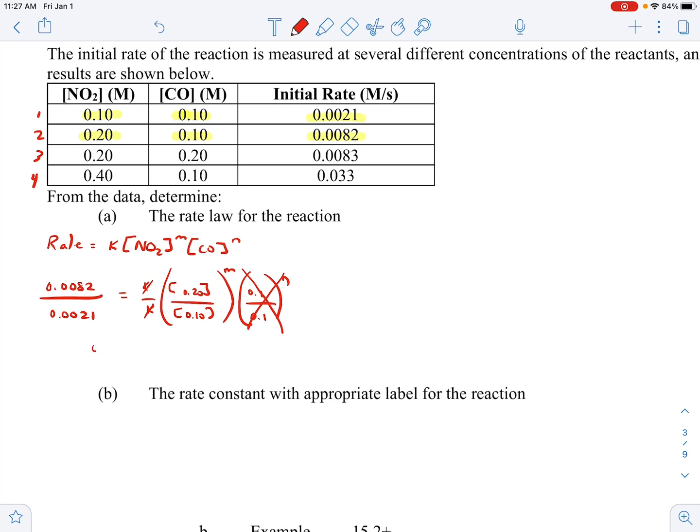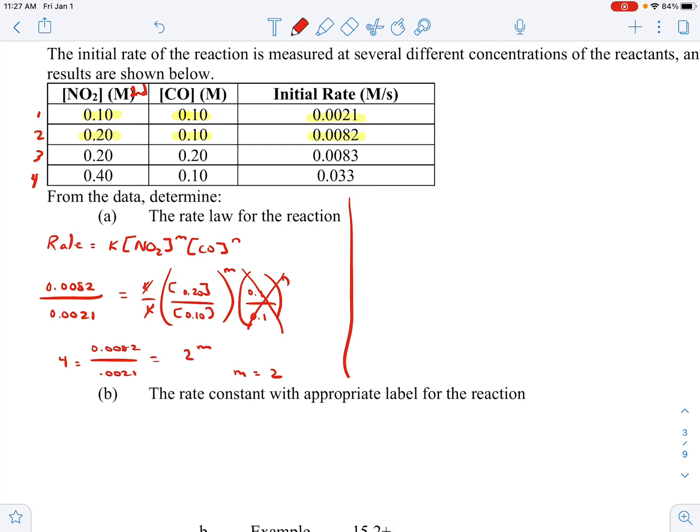So basically we're left with 0.0082 over 0.0021 is equal to 2 to the M. So this is 4, right? 2 to what gives me 4? Well, M in this case is 2. So we know it is second order with respect to NO2.